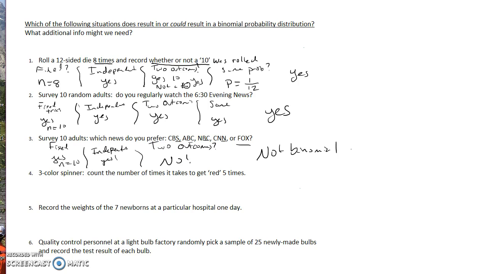The next one's a little trickier. A 3-color spinner: count the number of times it takes to get red 5 times. Think about this one. I'm going to give you a few seconds. Hit pause on the video. Why don't you think about whether or not it's a binomial distribution? Well, in terms of a fixed number of trials, do I know how many times I'm going to use the spinner? I might need to spin it 5 times. I might get red all 5 times. I might need to spin it 15 times. So this would be no, it's not binomial, because there is not a fixed number of trials.